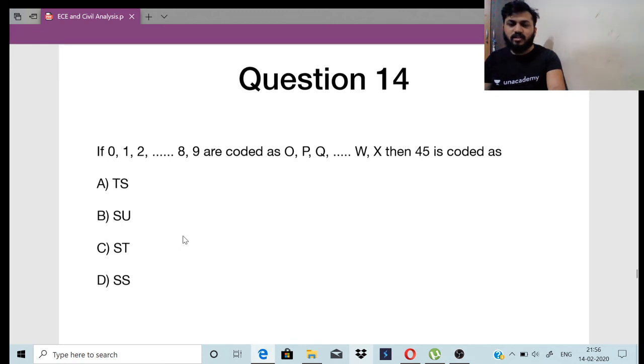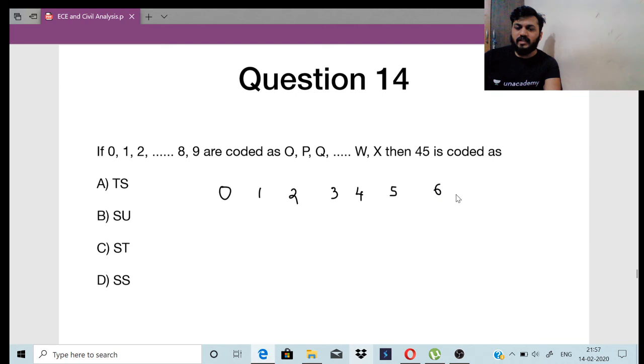So the last question of today's class. If 0 to 9 are coded as O to X, then 45 is coded as what? Okay, Pranav, you might remember this question. Yesterday we did a similar question. 0 to 9 is coded as O to X. Then what is 45? Okay, so 0, 1, 2, 3, 4, 5, 6, 7, 8, 9, right?